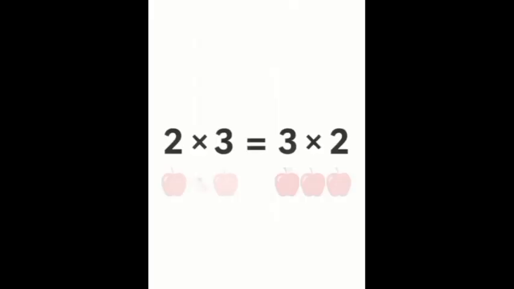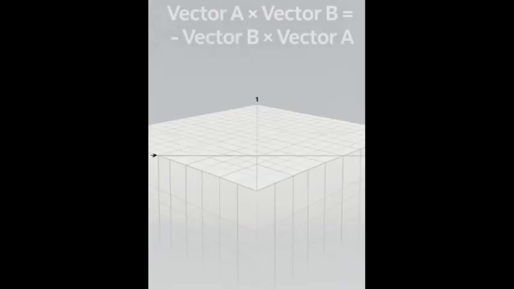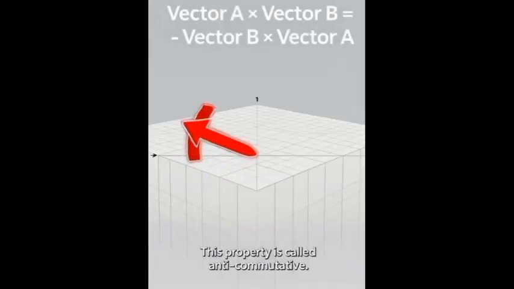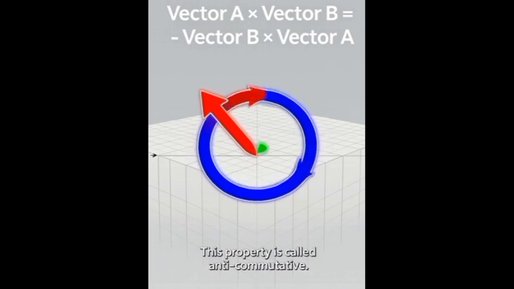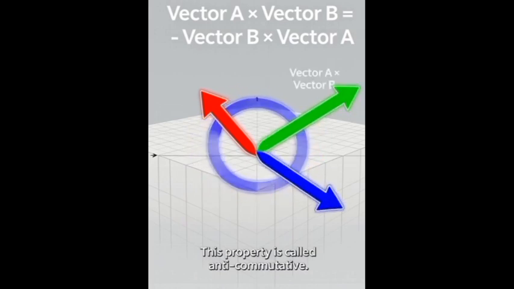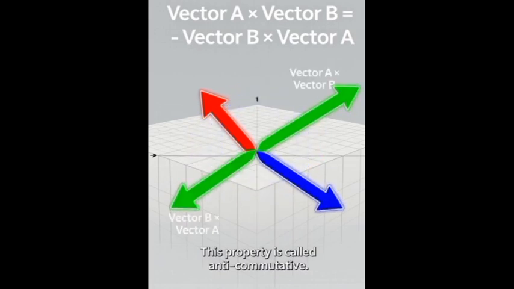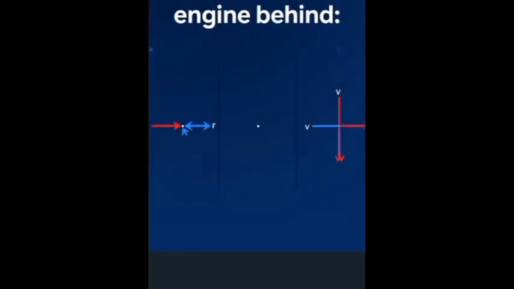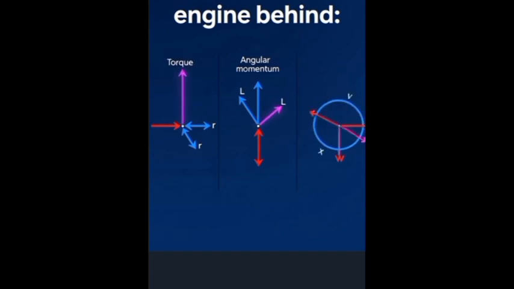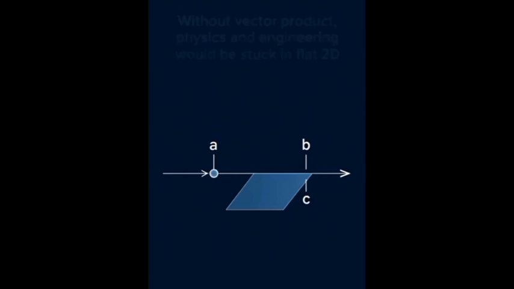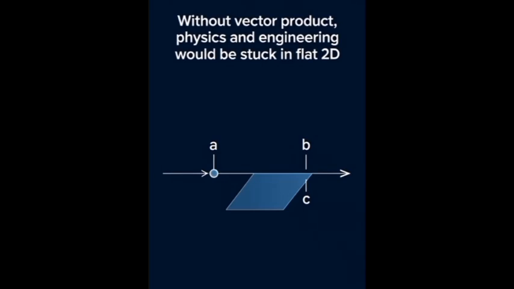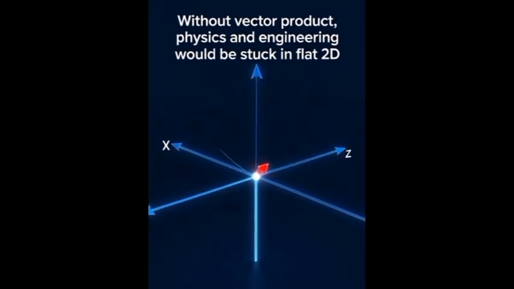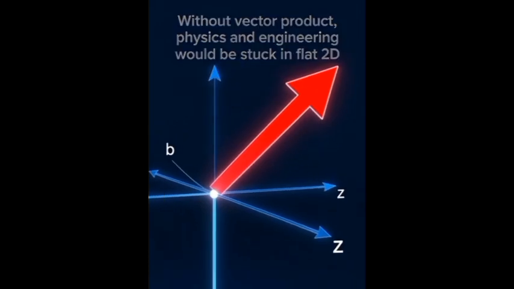In normal math, 2 times 3 equals 3 times 2. But in vector product, vector A times vector B equals negative vector B times vector A. This property is called anti-commutative. Vector product is the mathematical engine behind torque, angular momentum, rotation in 3D space, etc. Without vector product, physics and engineering would be stuck in flat 2D thinking.